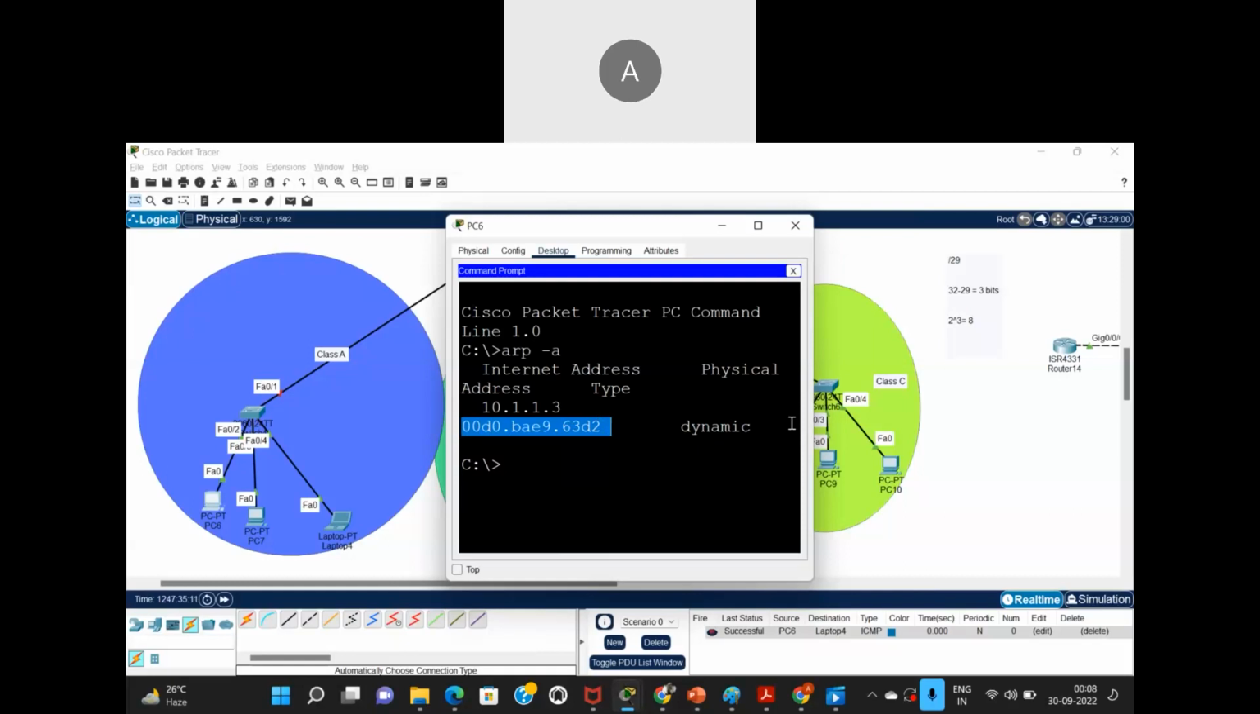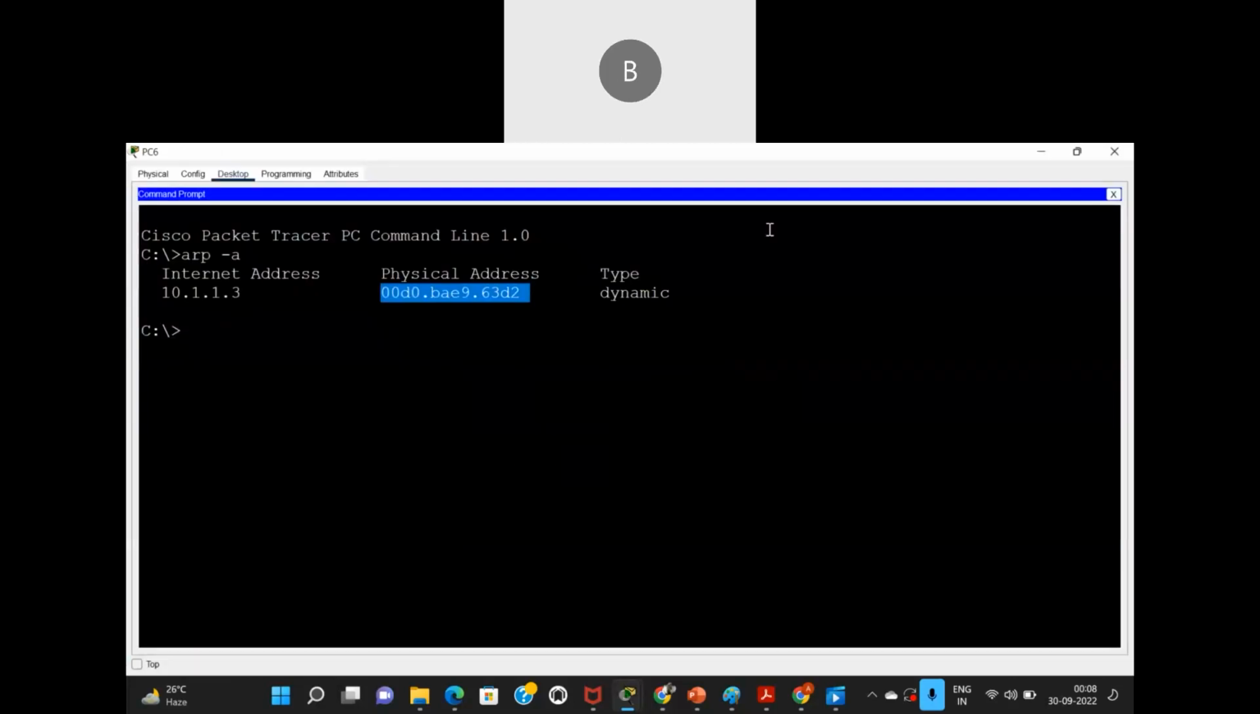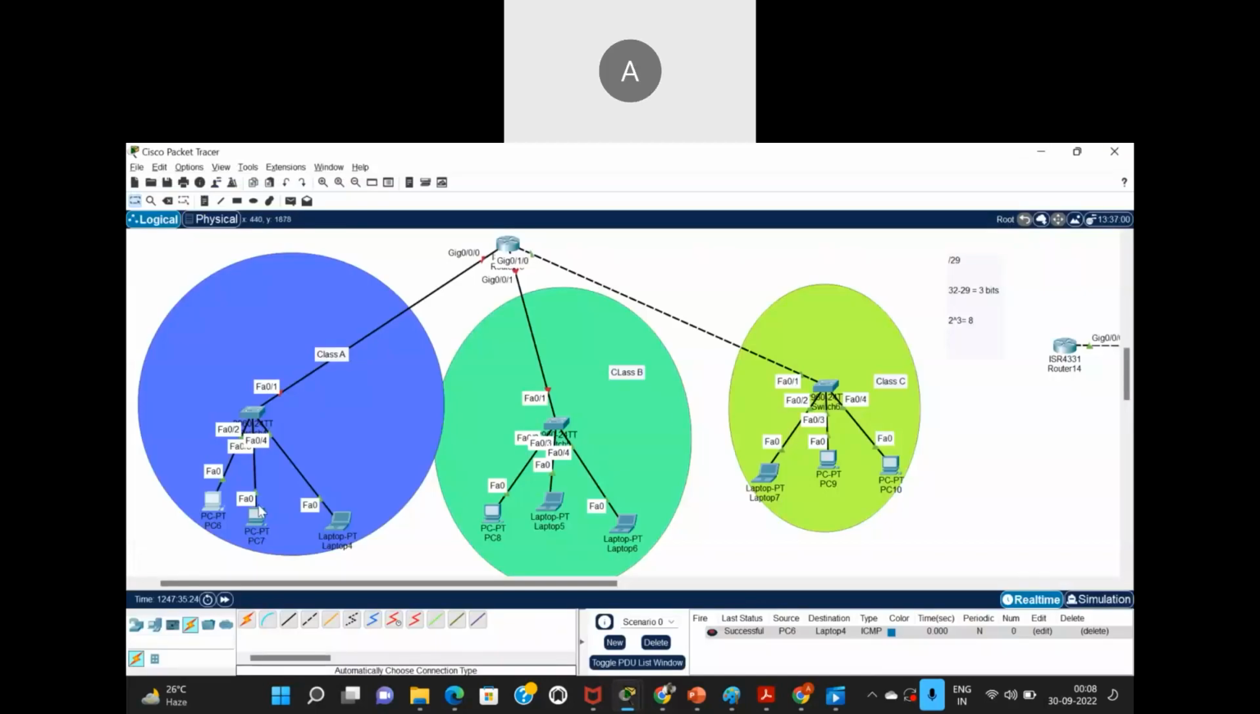ARP thing? Yeah. So is the -a referring to it being the gratuitous ARP? No, this is just the normal ARP table. This is not the gratuitous ARP. We'll see the gratuitous ARP right now.